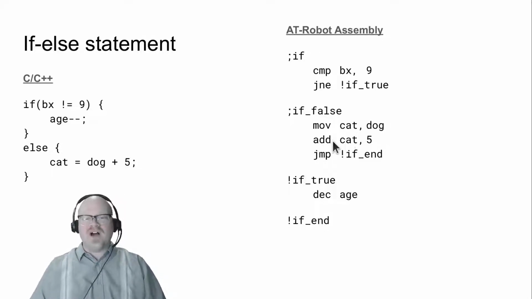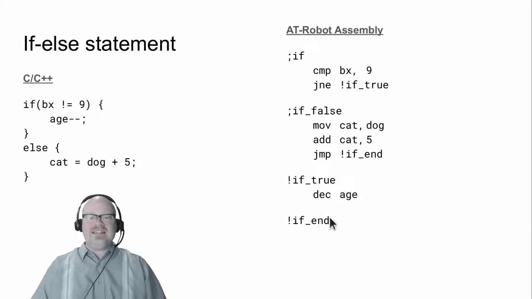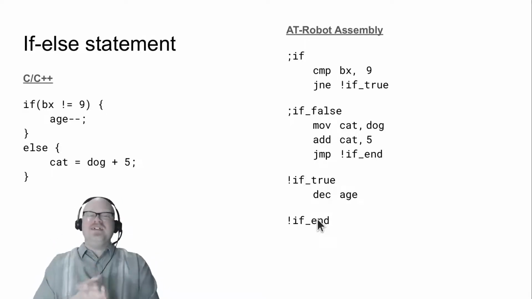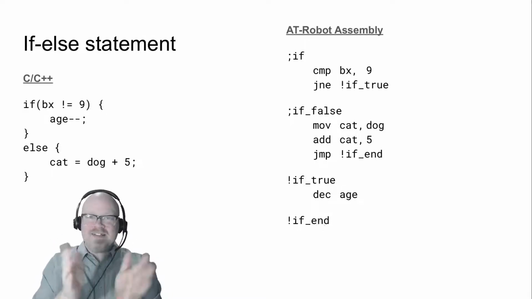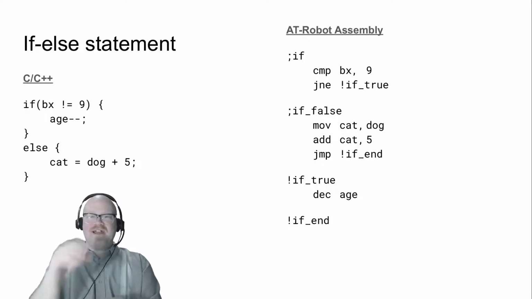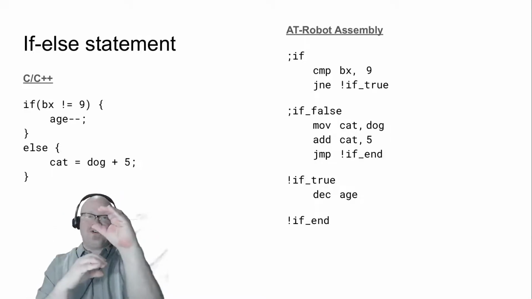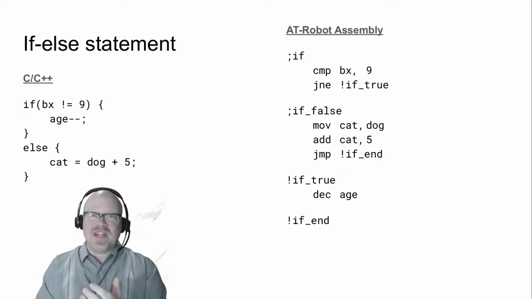Then I can add 5 directly to cat, and now cat has the equivalent of dog plus 5 in it without modifying dog. Then I'm going to unconditionally jump past this true code, because I don't want to accidentally run the true code as well. I'm going to jump past it to the end of my if. So my control flow is logically correct. But there's still this mysterious bit where the C code has true and then false code. And what I've done is put the false code on top and the true on the bottom. And that definitely needs explanation.